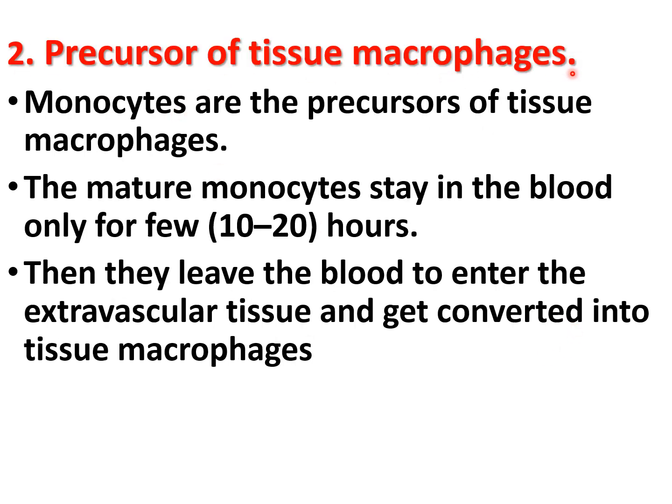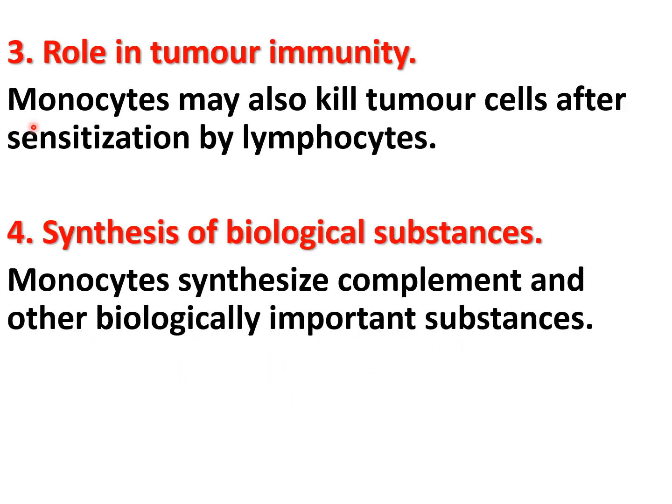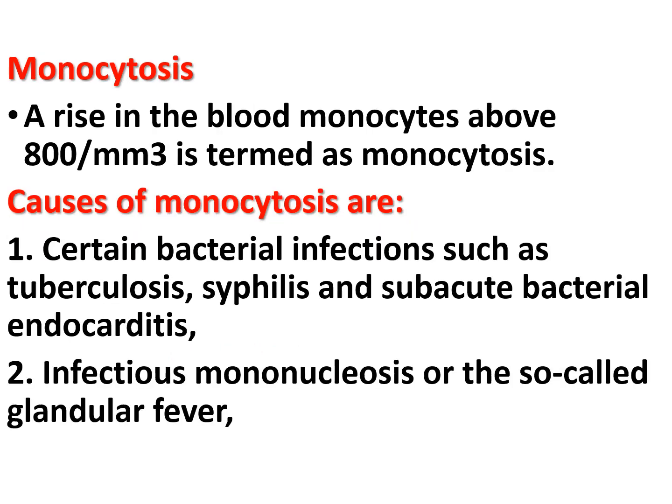Then precursor of tissue macrophages. Monocytes are the precursor of tissue macrophages, and the mature monocytes stay in the blood only for 10 to 20 hours. Then they leave the blood to enter the extravascular tissue and get converted into tissue macrophages. Then role in tumor immunity. Monocytes may also kill tumor cells after sensitization by lymphocytes. Then synthesis of biological substances. Monocytes synthesize the complement and other biologically important substances.